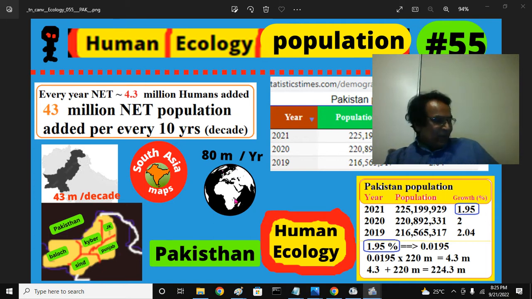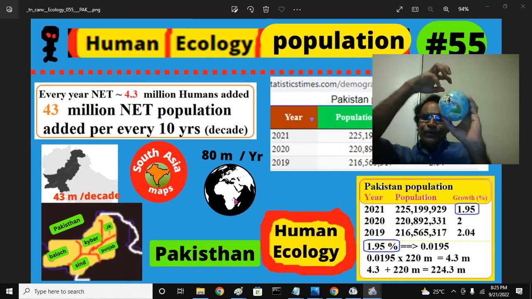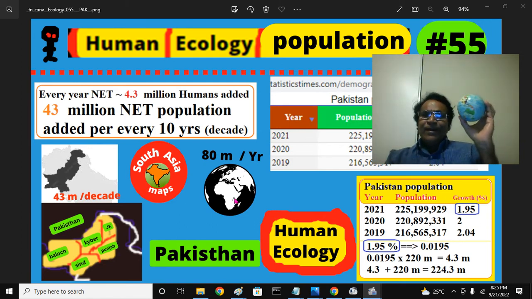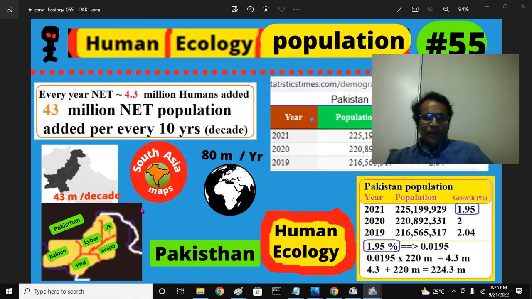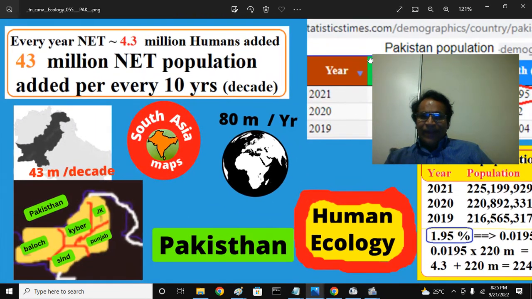Make it 0. This is the globe, a sphere, a globe. Again, put one more globe on the top, you get 8. Make it 80. So 80 million per year and 8 billion in 2022-23. So 80 million people are added to planet Earth every year.